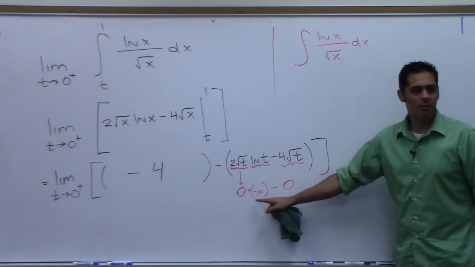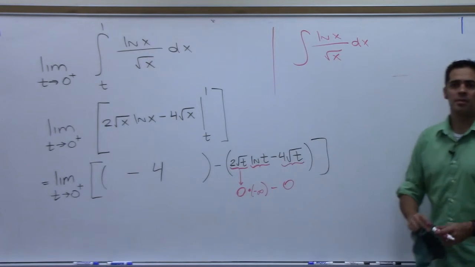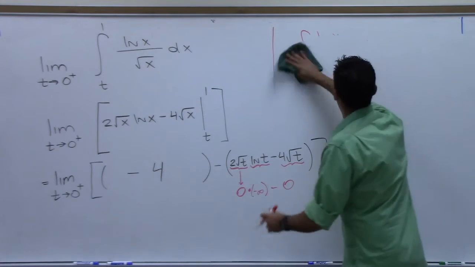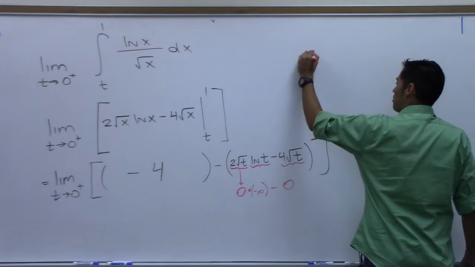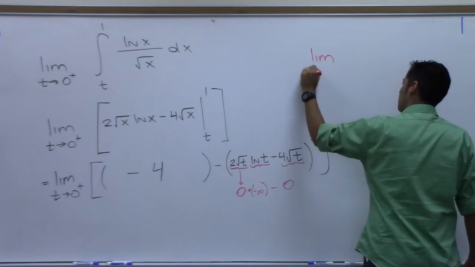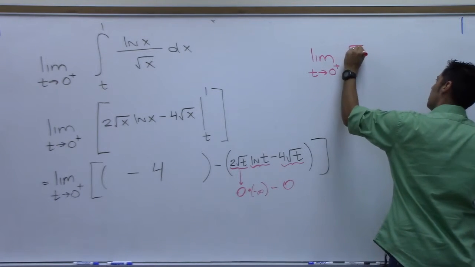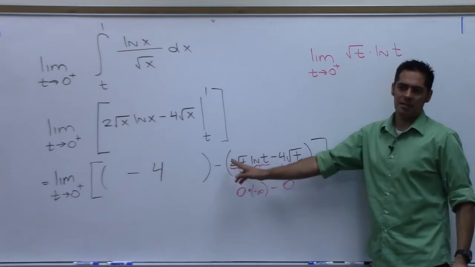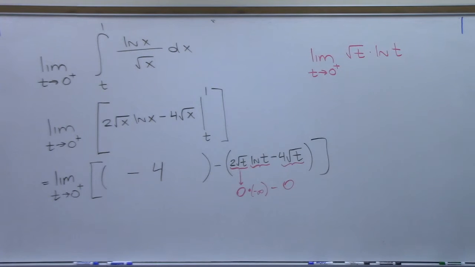So I've got to figure out on the side what happens to root t times natural log t when I take the limit. I'll have to use L'Hopital, but I've got to get it written properly first. This is some scratch work. What is the limit as t approaches 0 from the right of root t times natural log t? Notice I didn't bring the 2 with me; the constant doesn't make a difference. We know it's 0 times infinity.